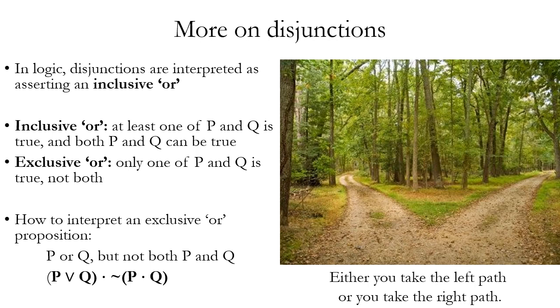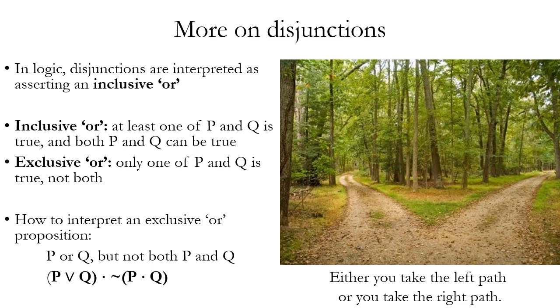The inclusive or is a use of the word or in which either or both of the disjuncts can be true. Either or both of the propositions linked by the or can be true. The exclusive or is one in which at most one of them can be true. So you're saying that one and only one of those two disjuncts is true, the other is false. The exclusive or is very common. So here's an example. Either you take the left path or you take the right path.